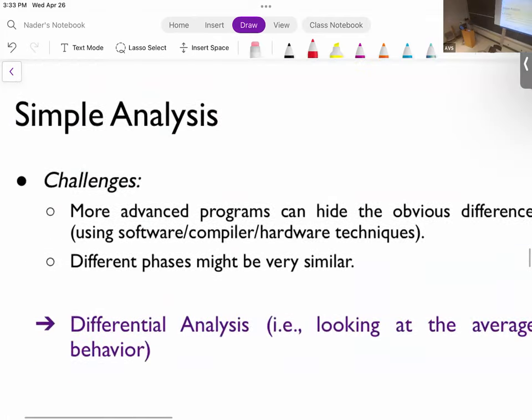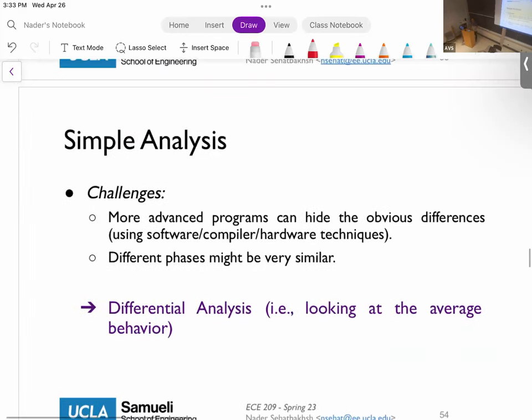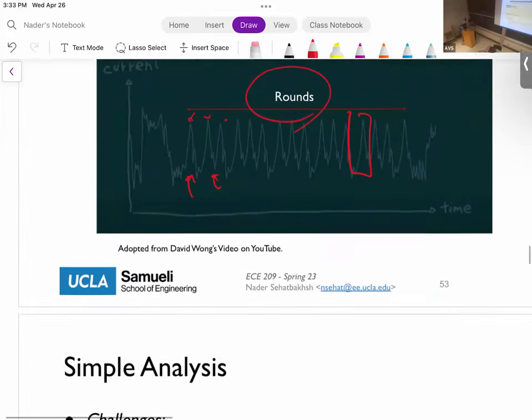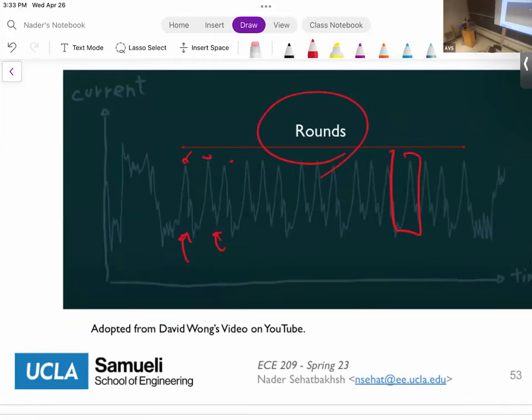All right. So the challenge with simple analysis is that it's simple, okay? If you have an advanced program that has many different phases, or if somebody knows that you do something like simple analysis, what they might do is try to make things a little bit similar, or change things so that it's not obvious that you're doing different things. For example, if you look here, although I can tell which round it is, I cannot really tell the difference between each round, okay? So simple analysis is good for telling me some information, but not all the information that I want.